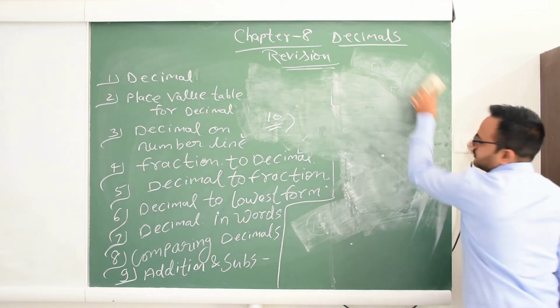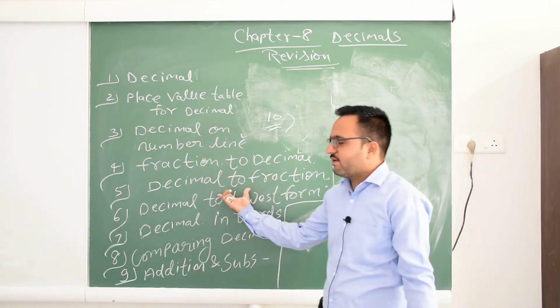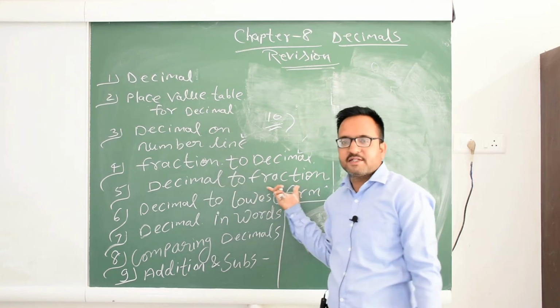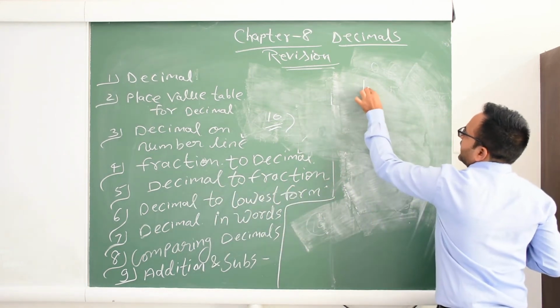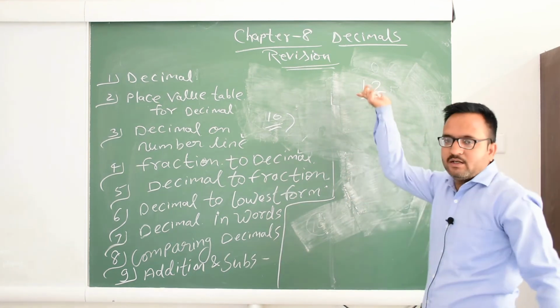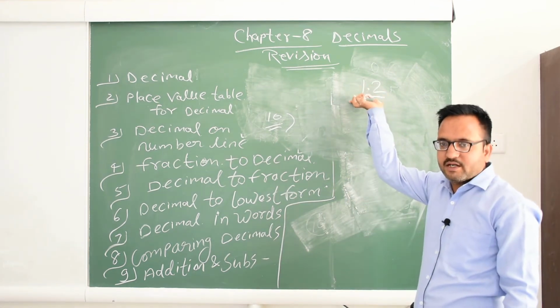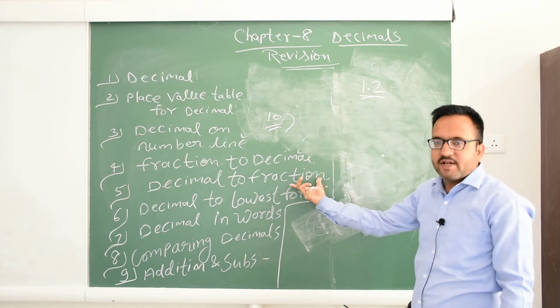Now, in reverse form, decimal to fraction. How to convert decimal to fraction? So 1.2 is your decimal number, and now we convert it to fraction form.